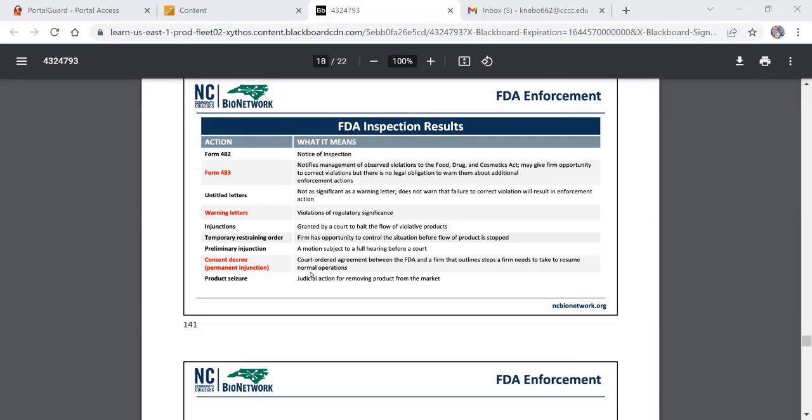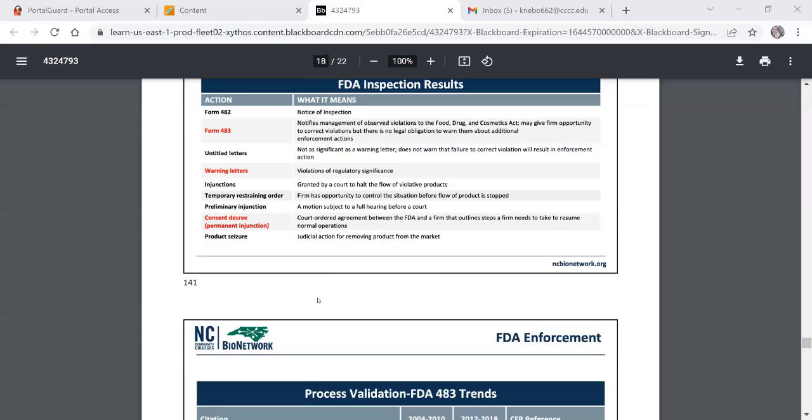So when you're under a consent decree, you're pretty much shut down. You can't operate, and you have to fulfill a certain number of requirements before you can get your consent decree lifted. If you're in a consent decree, that is pretty bad because more likely there's a lot of money involved, and you pretty much cannot make any money. And then you have product seizure, which is judicial action for removing product from the market. If you have a product seizure, all your product needs to be removed from the market because it's considered adulterated and not safe for human consumption.